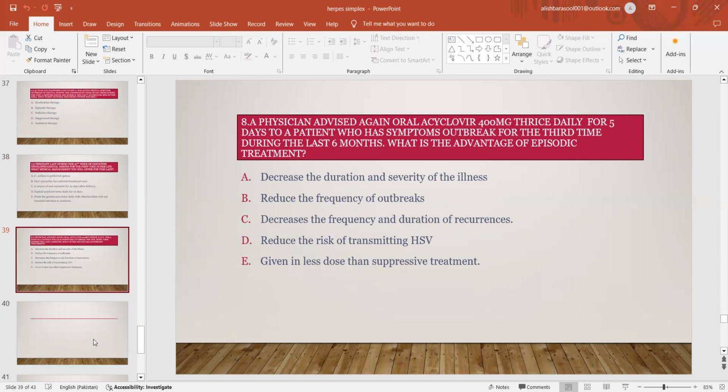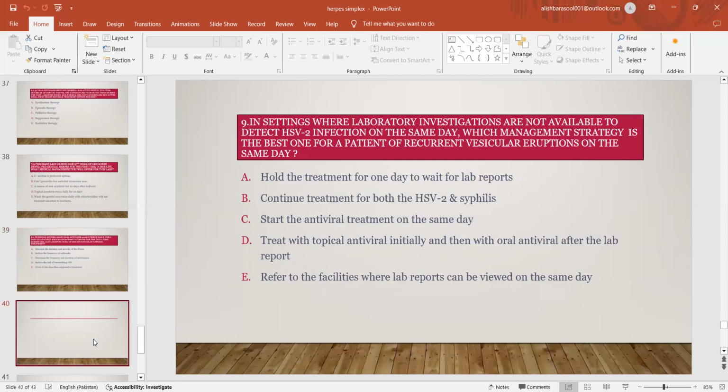A. Decrease the duration and severity. B. Reduce the frequency of outbreaks. C. Decreases the frequency and duration of recurrences. D. Reduce the risk of transmitting. E. Given in less dose than suppressive treatment. It's A. Decrease the duration and severity of illness.